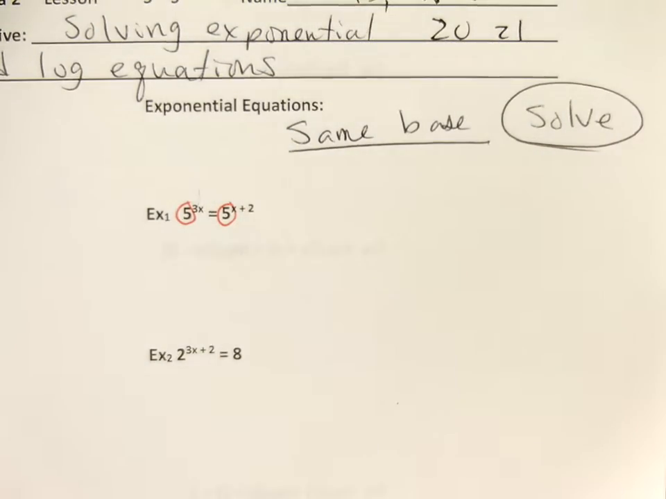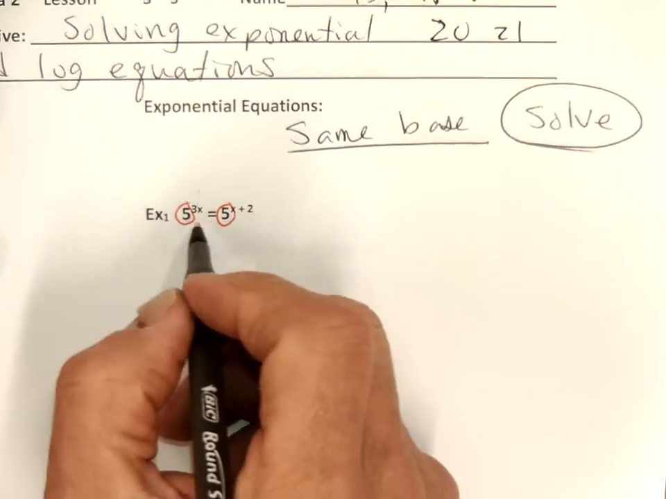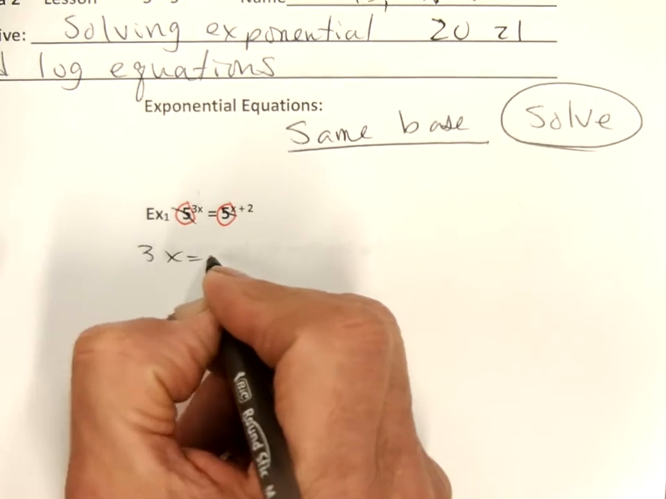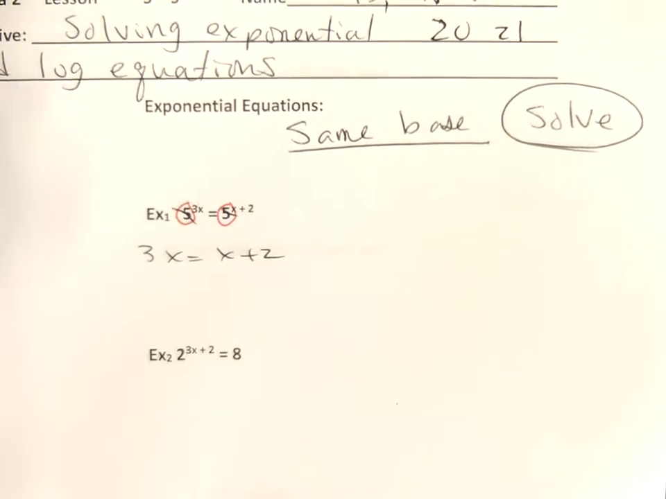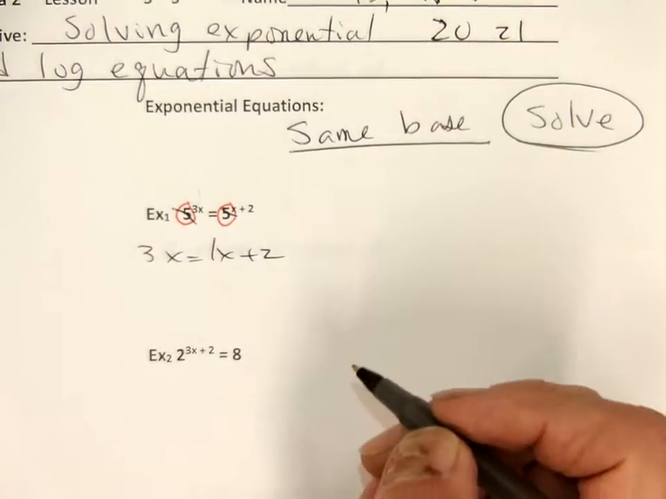If they got the same base, we can just say 5 to this power and 5 to this power. So 5 to this equals 5 to this, then it's really just the same base. We can go straight to 3x equals x plus 2 and solve. You don't need a log button. You just solve. Well, that's easy. I can solve this. Just algebra 1 stuff. We learned this in algebra.